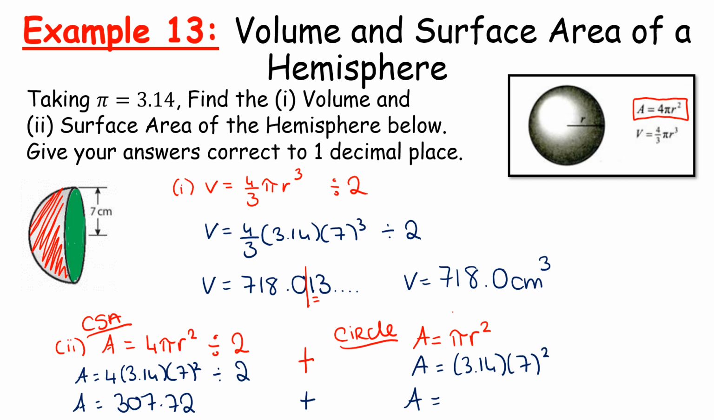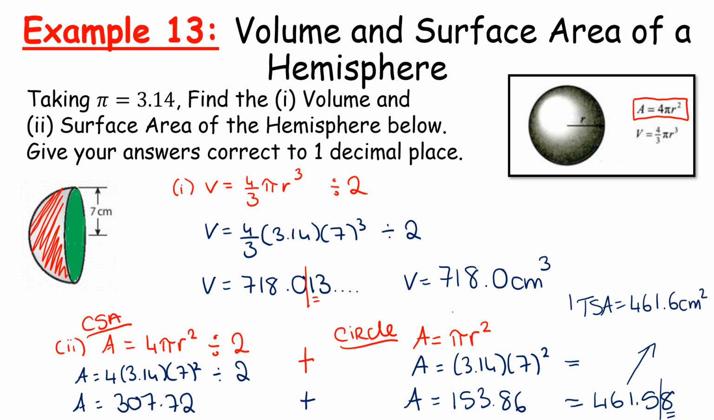That gives us 153.86. So adding those together, 307.72 gives us 461.58, which we need to round. So our total surface area is going to be 461.6 centimeters squared. So just to be aware of that additional piece when we're working with surface area.